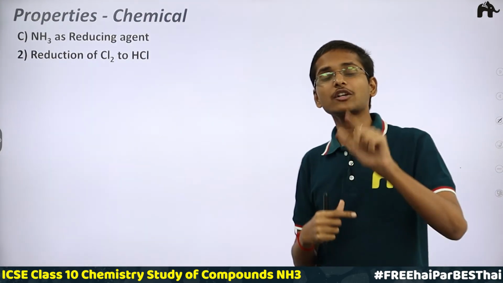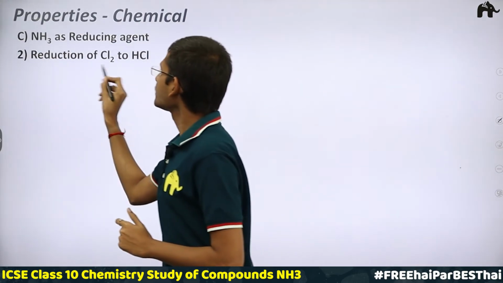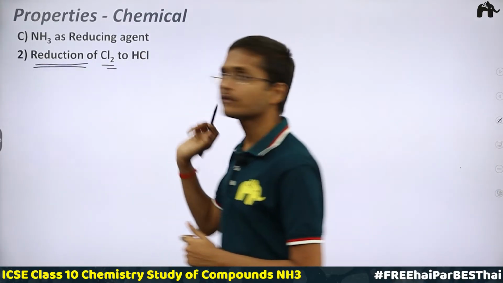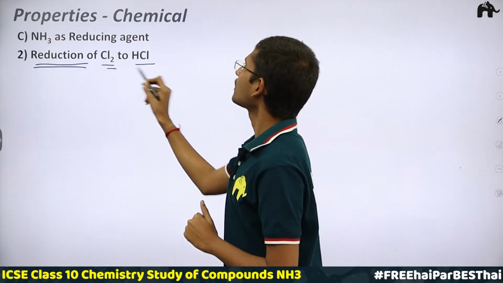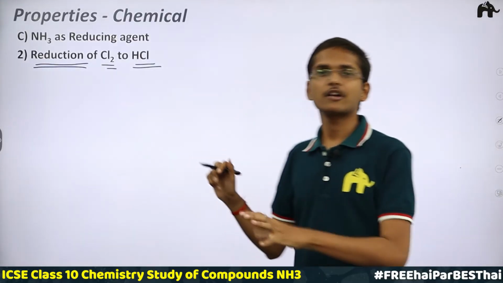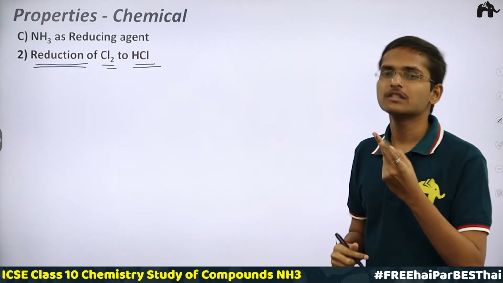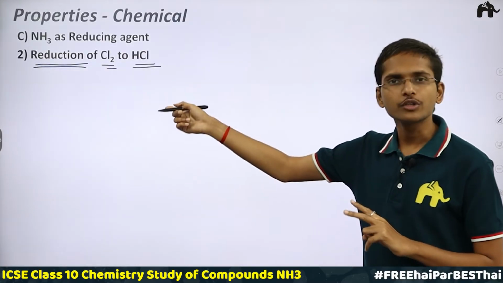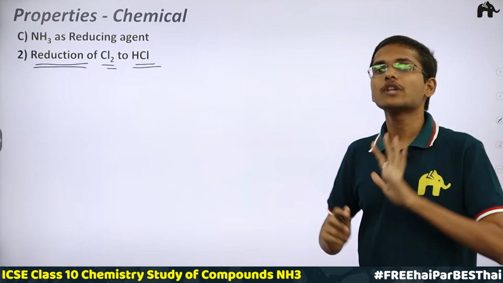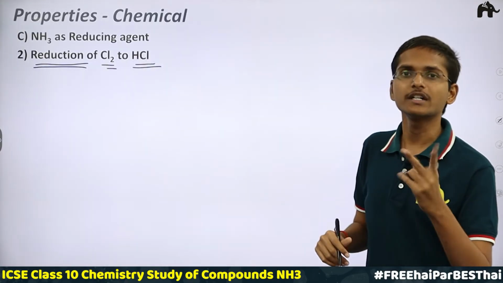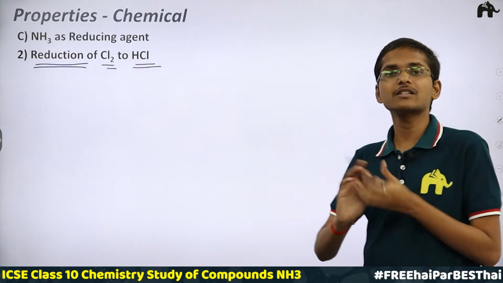Now it would act on chlorine. Since it is acting as a reducing agent, it would reduce chlorine, so reduction of chlorine to HCl, hydrogen chloride. First of all, there are two conditions in which this reaction can take place between ammonia and chlorine. The first one is when the ammonia is in excess. The second one is when the chlorine is in excess. We are going to see both the conditions because both are important and the reactions are quite different.